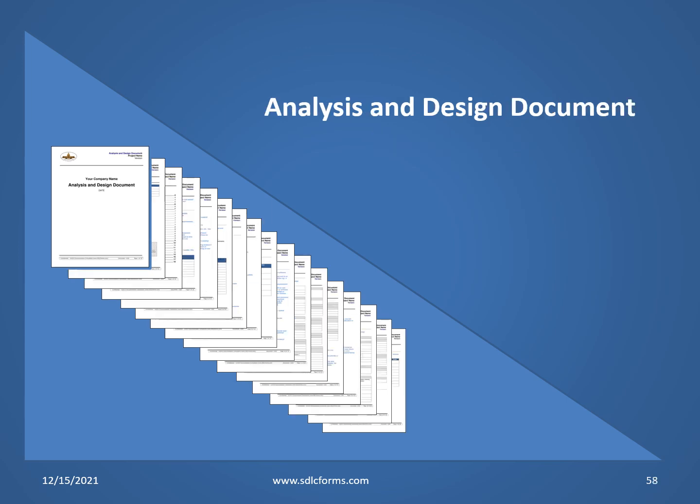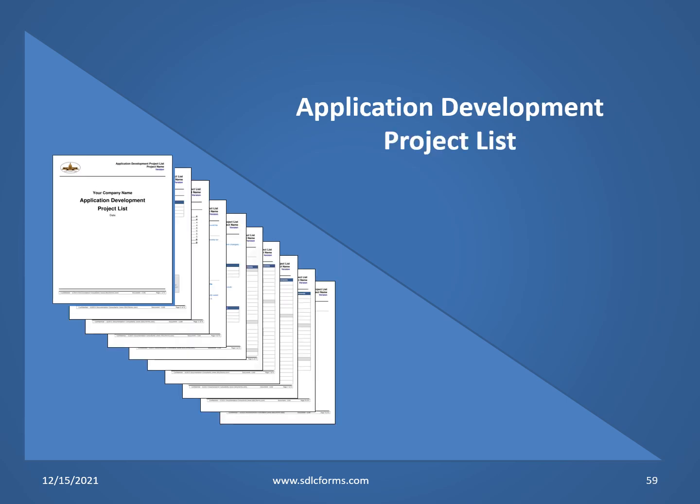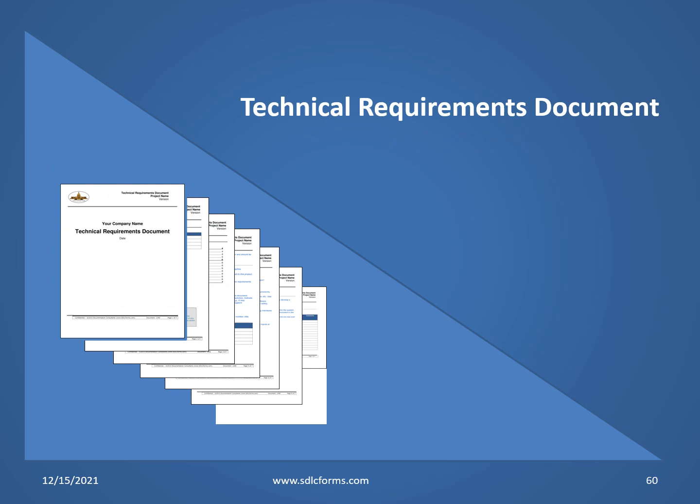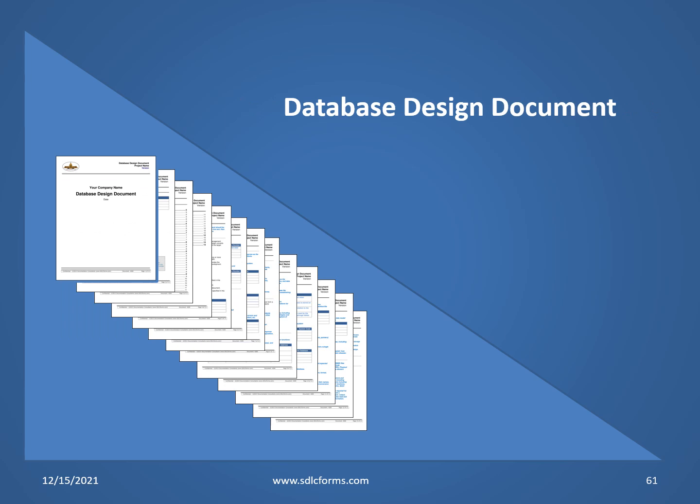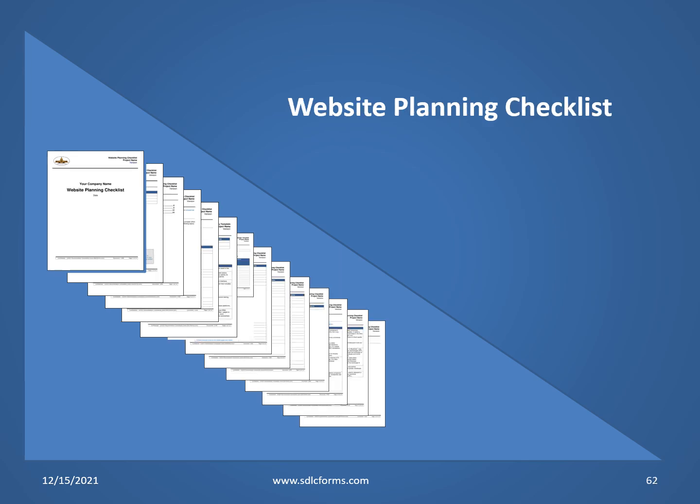The analysis and design document provides detailed information to perform an analysis and design of a system. Provides a list of 50+ tasks that need to be considered within an application development project. Defines the technical requirements for the project to a sufficient level of detail to develop a system design and allow testers to test the system. The database design document maps the logical data model to the target database management system.